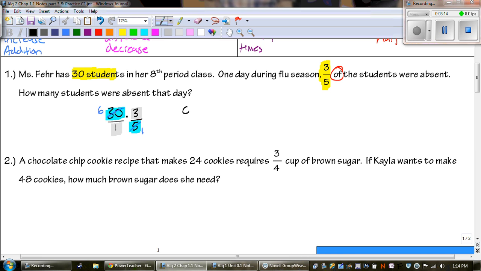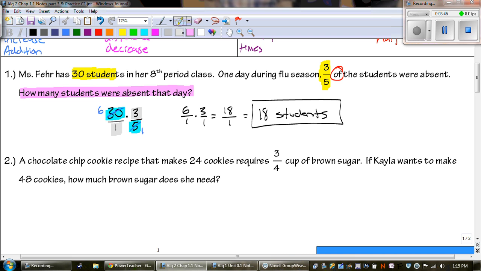I'm just going to rewrite this. So we have 6/1 times 3/1. And now we just multiply straight across. 6 times 3 is 18. 1 times 1 is 1. And 18/1 is the same thing as saying 18. Now, make sure we answer the question. How many students were absent that day? Well, on that day, 18 students. Okay? So don't forget to label your answer.